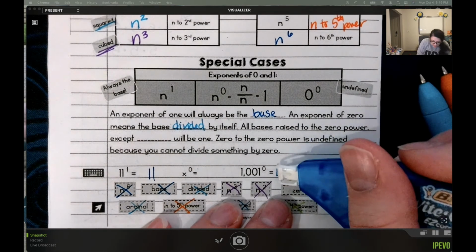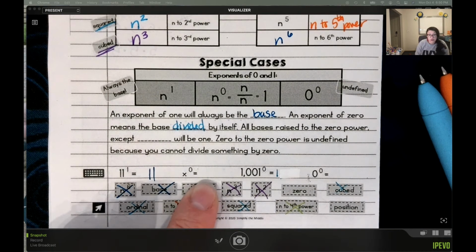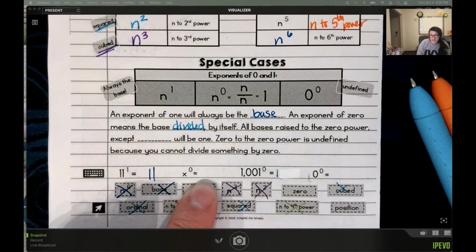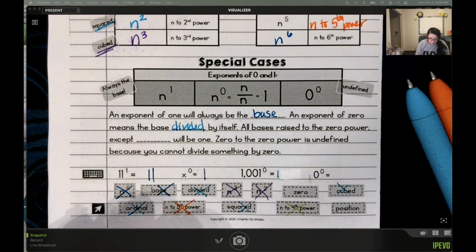The one before it, we have an exponent raised to the 0 power. X to the 0 power. It doesn't matter what number x is. It's equal to 1.